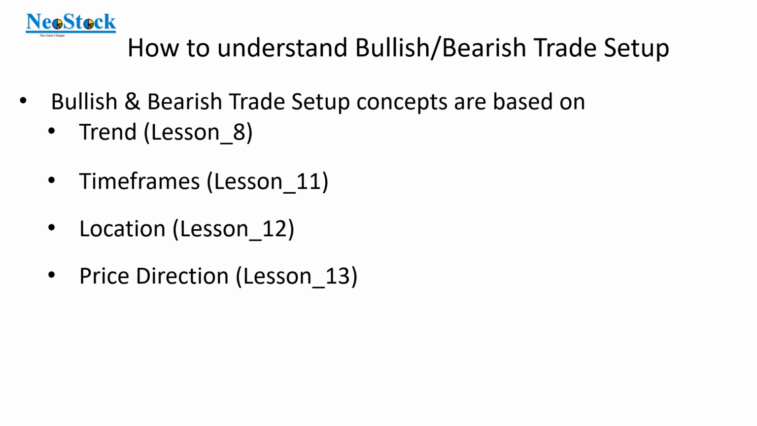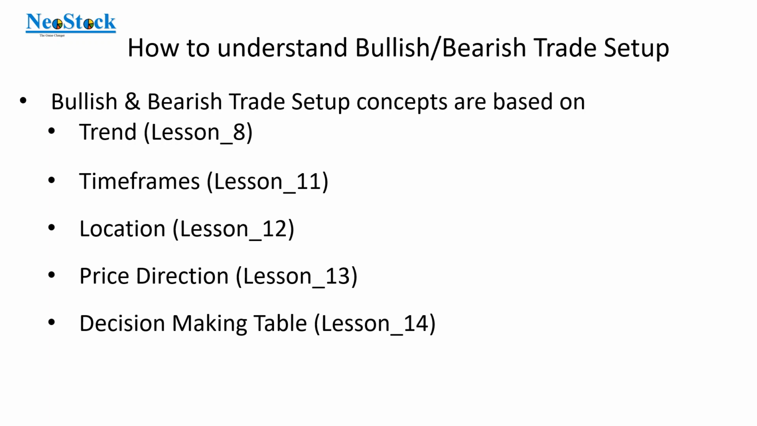Continuing from price direction, there is a new concept, the decision making table. All the rules based on price direction, location and trend have been formed in this decision making table for both bullish trade setup as well as bearish trade setup. Based on these rules only, we identify our bullish and bearish trade setups. That is what you learned in lesson 14.